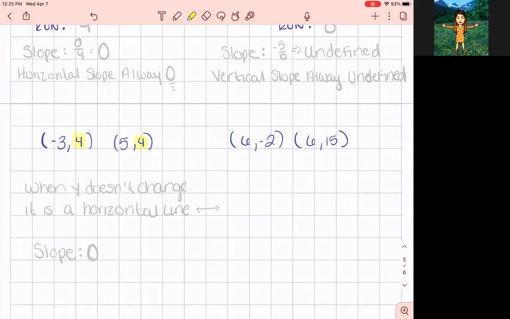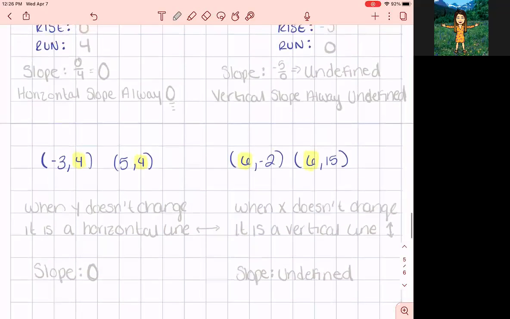Looking at the next one, the x's are the same. So in this one, we can say when the x doesn't change, we should be able to know that it is a vertical line, right? It's one of these ones. So that must mean our slope is going to be what we discovered above. We would say undefined.